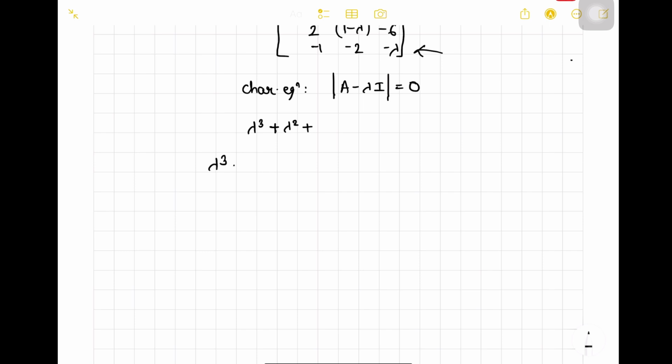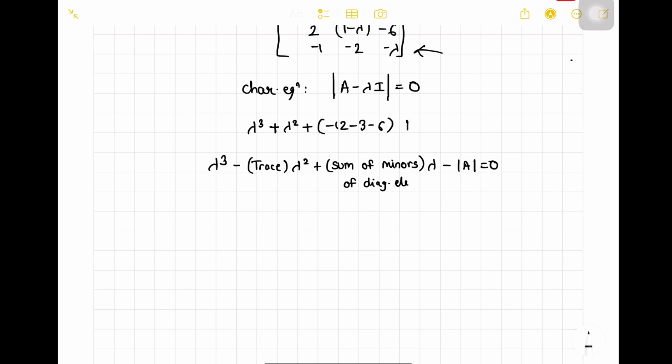The formula is lambda cube minus trace of A lambda square plus sum of minors of diagonal elements into lambda and minus mod A. So we'll just continue our substitution. So the minors are minus 12, minus 3 and minus 6, and the determinant comes out to be 45.